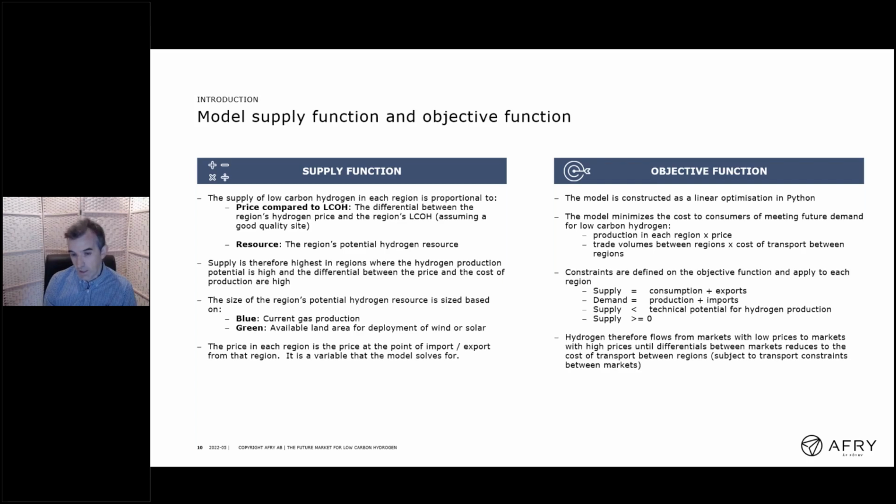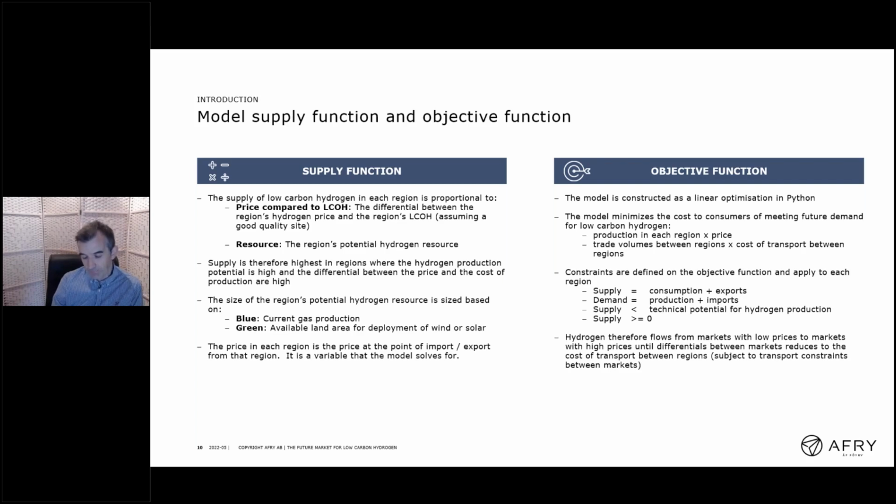It has an objective function that it minimizes, and what the tool minimizes is the cost of meeting future demand for low carbon hydrogen. So we minimize the cost to consumers of meeting the requirement for low carbon hydrogen, which is a function of the production times the price in each region and the cost of moving hydrogen between regions.